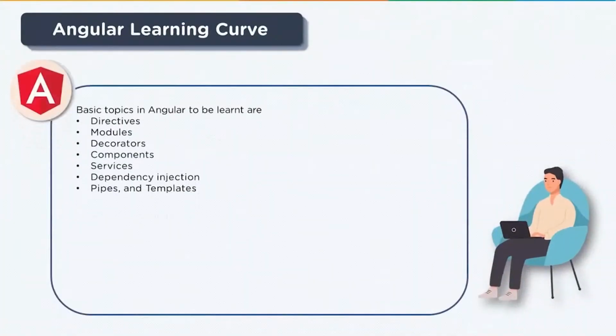Now, if you wish to learn Angular, you need to be acquainted with basic topics in Angular. Some of them are directives, modules, decorators, components, services, dependency injection, pipes, and templates. Now, once you've mastered your basics, you will want to go and understand more advanced topics such as change detection, zones, AOT compilation, and RxJS.